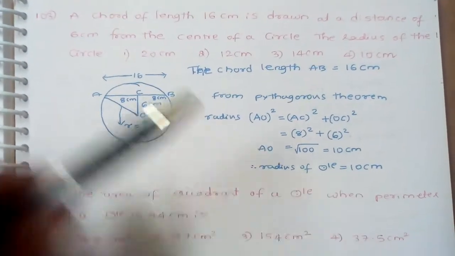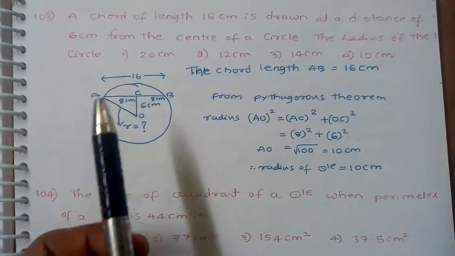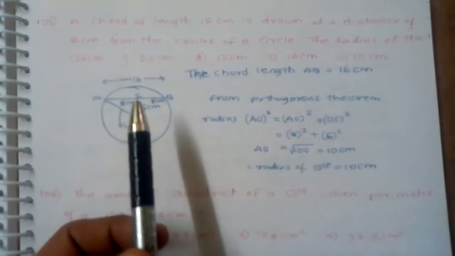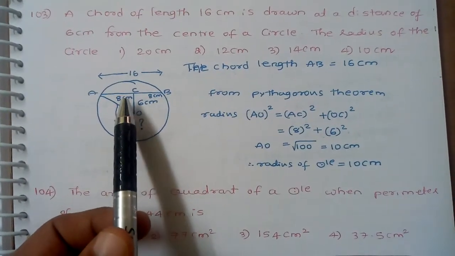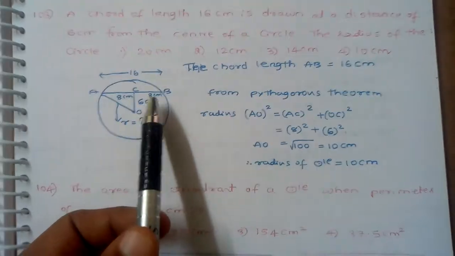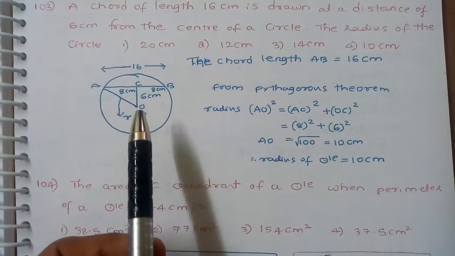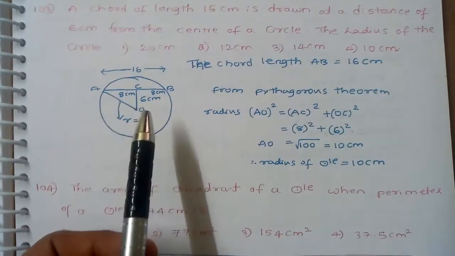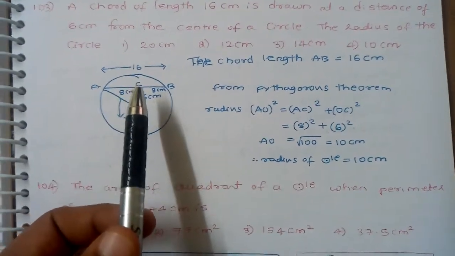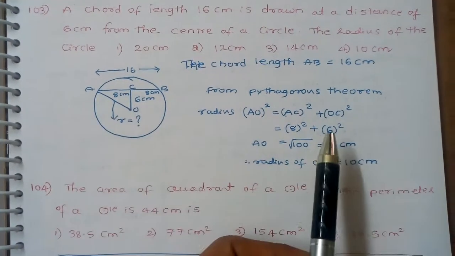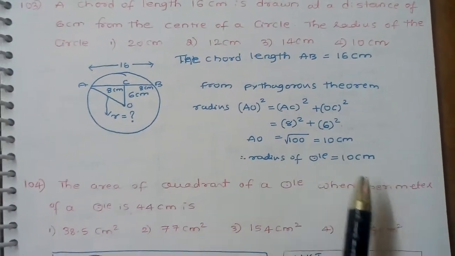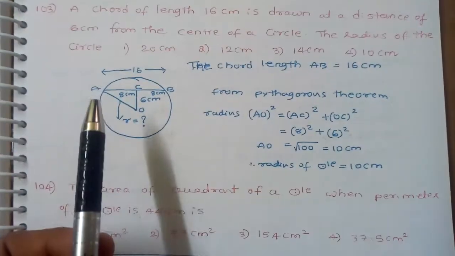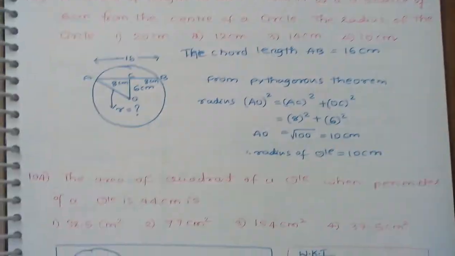For that, they have already given the chord length AB as 16 centimeters. Half of the chord is 8 centimeters here and 8 centimeters here. From the Pythagoras theorem, to find AO square, it is the sum of AC square plus CO square. AC is 8 centimeters, OC is 6 centimeters, so it is root of 100, that is 10 centimeters. So this radius AO is 10 centimeters.